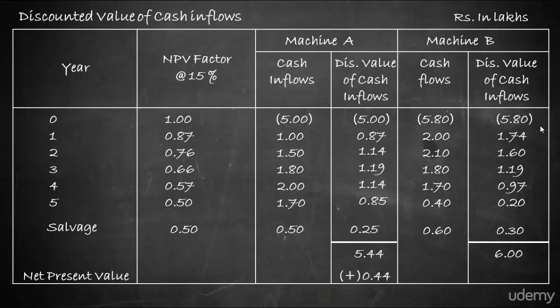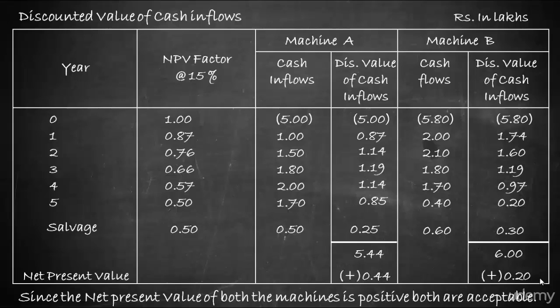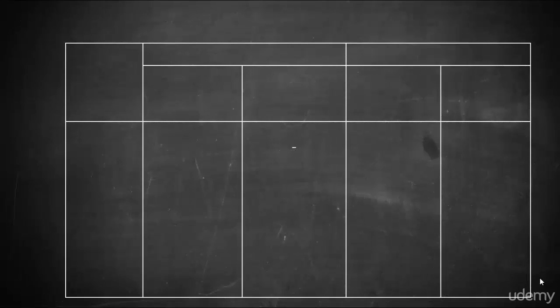And initial outflow is 5.8. So NPV is 0.20. So both the projects have positive NPV. So both the projects are apparently acceptable. So we have answered the first point in the question. Now we'll move on to the second requirement, finding the discounted payback period.